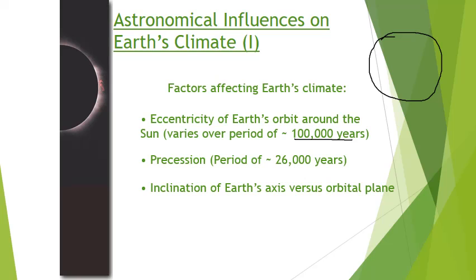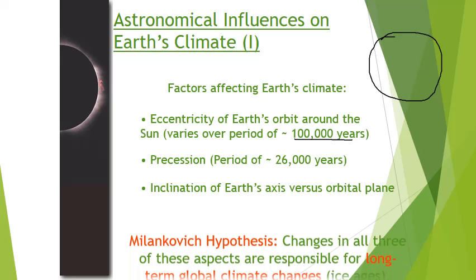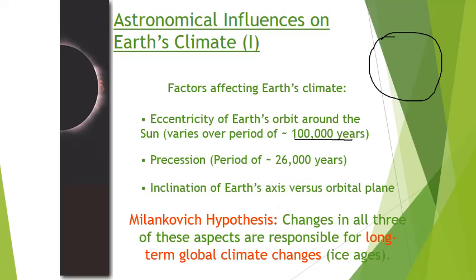And then, of course, there's the inclination of the Earth's axis. How tilted are we? Right now we're at about 23.5 degrees, but that changes from about 22 to about 24 degrees over time. And what Milankovitch thought is that when you factor in all these astronomical drivers, they could give us an idea as to why there have been ice ages in the past, why the Earth has gone through periods of warm periods and cold periods. And that's the Milankovitch hypothesis.